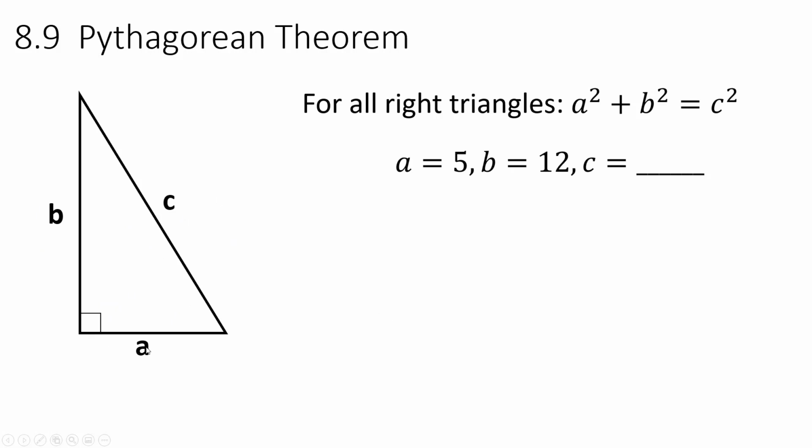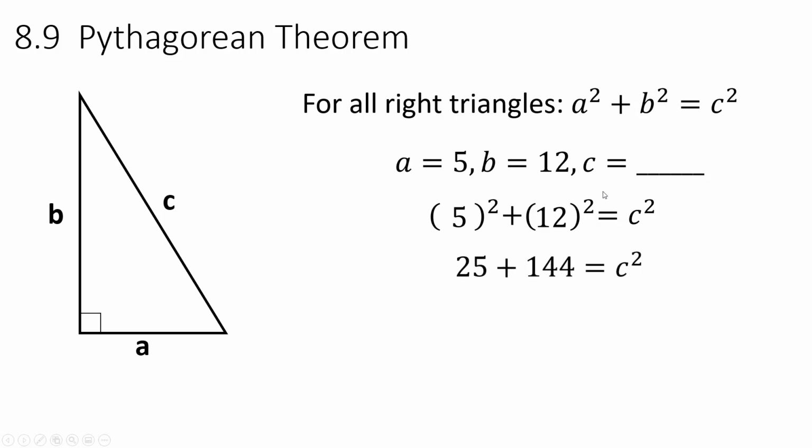So they're telling us A is 5, B is 12, and C is something. We don't know what C is. So what I'm going to do is set this up. A squared plus B squared equals C squared. I'm doing something squared plus something squared equals C squared. They told us what A is. They told us what B is. Now we're just doing some order of operations on the left side of the equation. I'm going to go ahead and work this out. 5 squared, 12 squared, we get this. Let's add these two together. We get this.